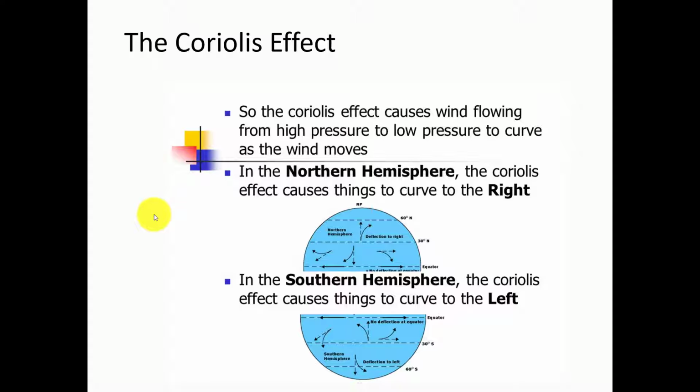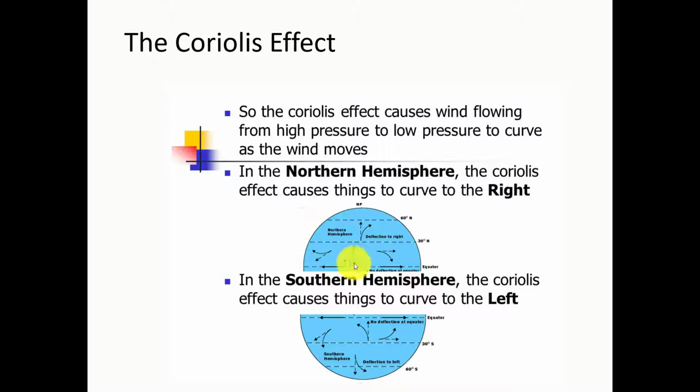The other factor is the Coriolis effect. In summary, the Coriolis effect causes wind flowing from high pressure to low pressure to curve as the wind moves. So in the northern hemisphere, the Coriolis effect causes things to curve to the right. If you look at these arrows for a moment, and this is representing an Earth, you might say, but not all of these arrows are curving to the right. Well, relative to the Earth picture here, no.